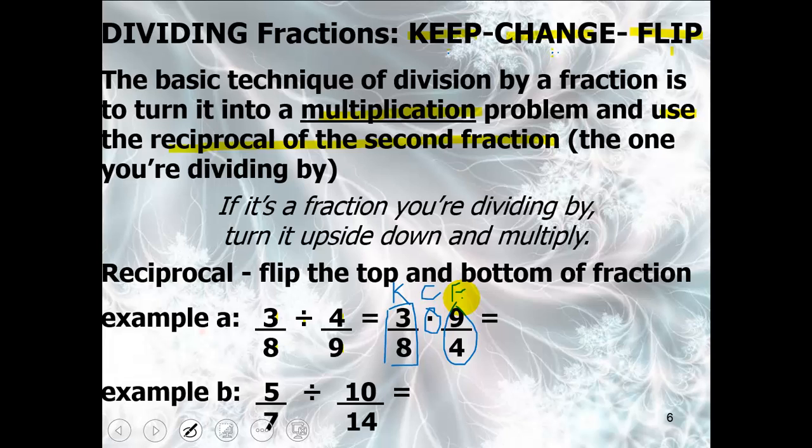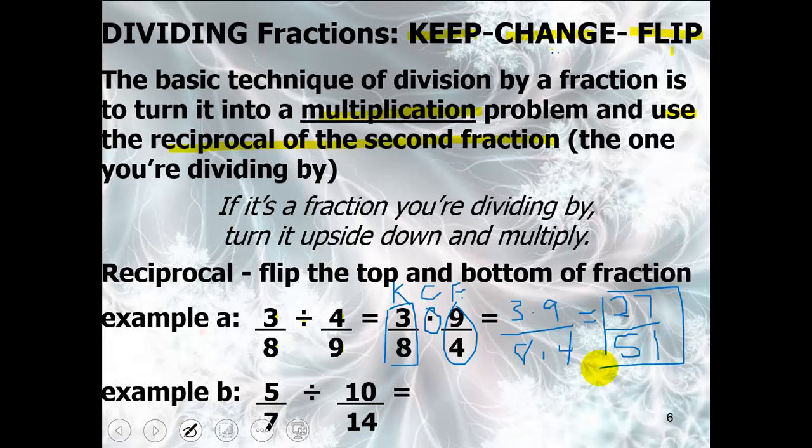Now I know how to multiply all day long. I can multiply fractions, right? So I have 3 times 9 over 8 times 4. Okay? And I get 27 over 32. And there we go. Now I know I can't reduce because what I have is the equivalent of a bunch of 3's in the numerator, and 3's don't go evenly into 8 or 4. So that's how come I knew I could just multiply without having to look for common factors. All right, why don't you press pause, and then try example B.